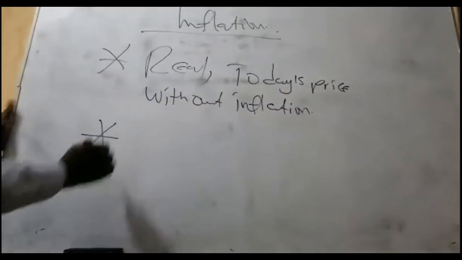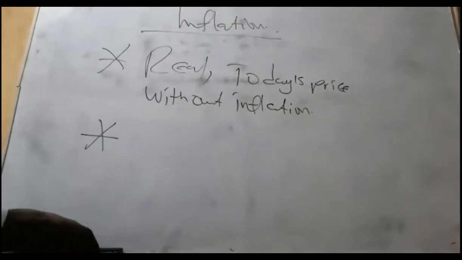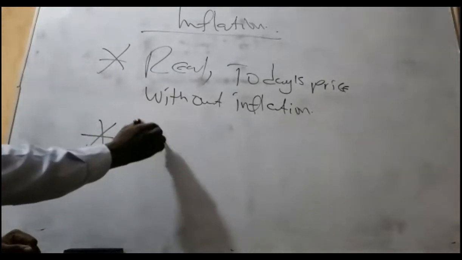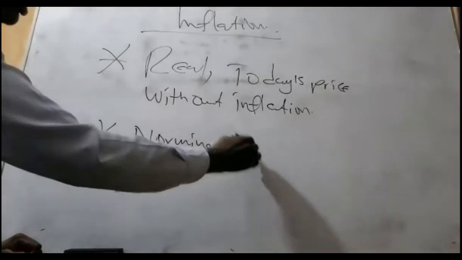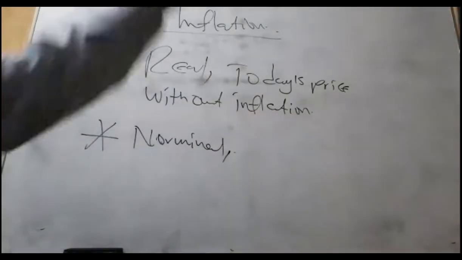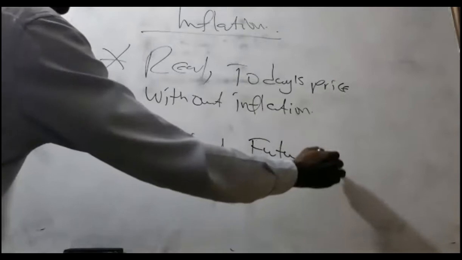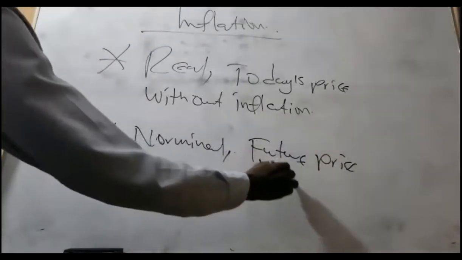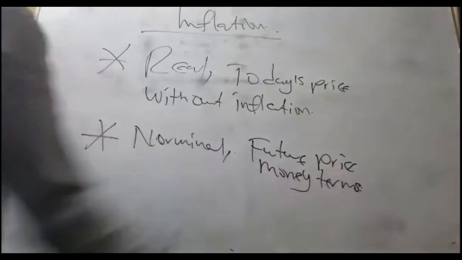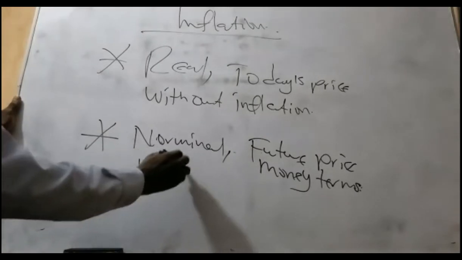Then we have the second type of cash flow, the one that has been inflated. We call it nominal cash flow. Or instead of today's terms, we also call it future or money terms. The cash flows are in future terms, future price, or money terms. That means it's a nominal cash flow. Finally, the cash flows are with inflation.